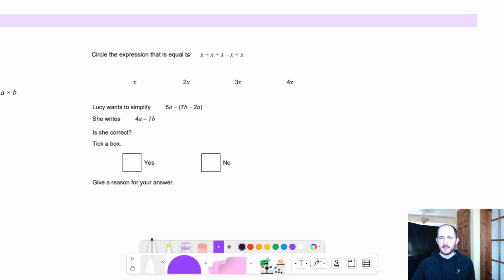So some of the questions you can expect are things like this. Circle the expression that is equal to x plus x plus x minus x plus x. So what I do is I just add these up. So 1, 2, 3, 4, but then there's a minus 1, so it makes it back down to 3.